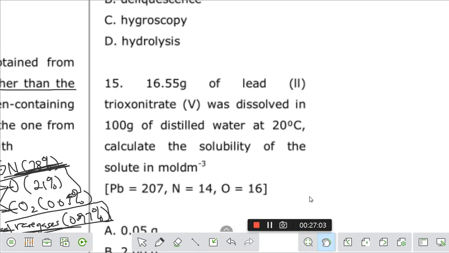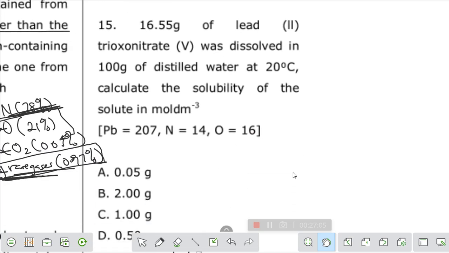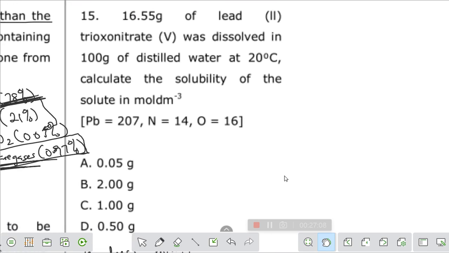So number 15. I don't think there is an answer for this. The past question I'm using has already said there is no answer, but let me just teach you how to do it. This is a question on solubility. They ask us to calculate the solubility of the solute in mole per dm cube, but the answer options are in gram, so that's not right. That's why they said this question has no answer. But let me teach you how to do it whenever you come across this type of question.